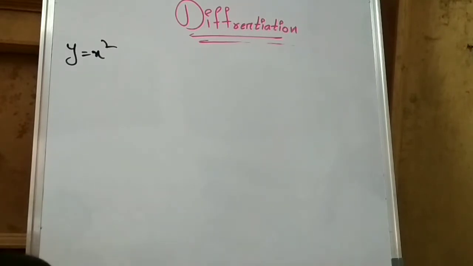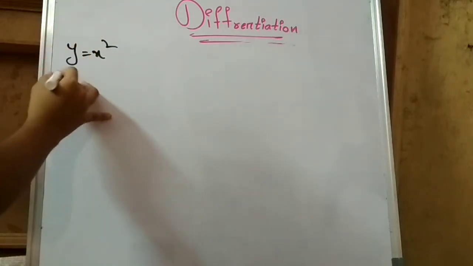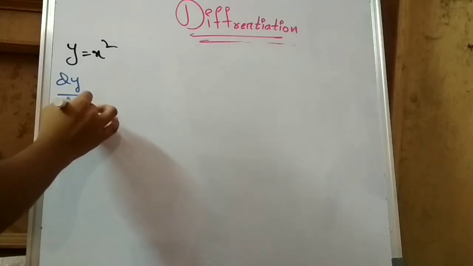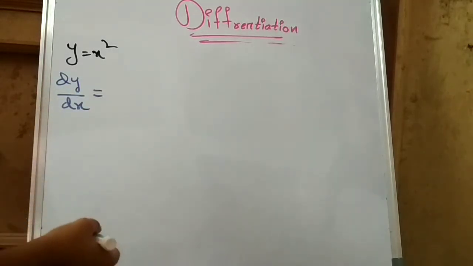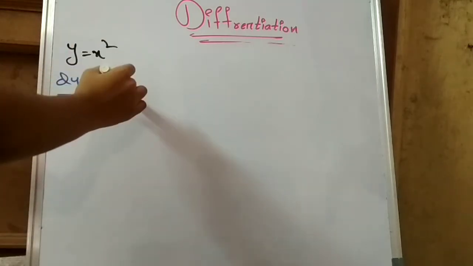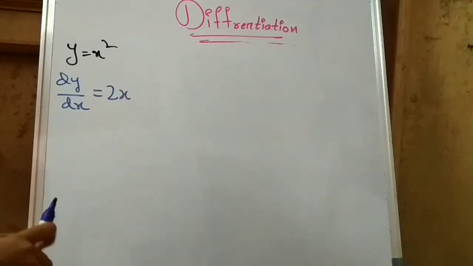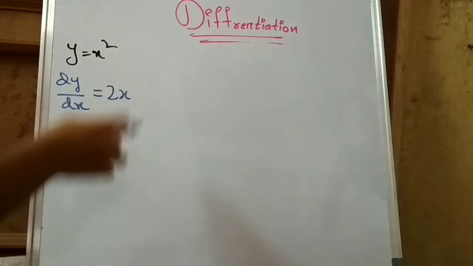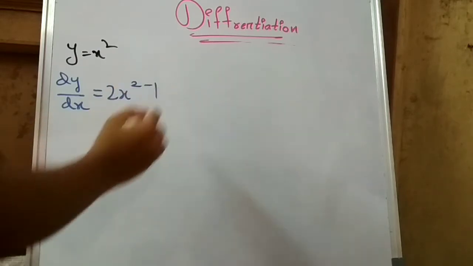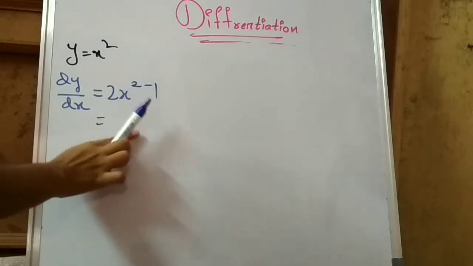Suppose they gave you y is equal to x square. If they ask you dy by dx, you can easily tell them the answer is 2x. Which formula is this? y is equal to x to the power of n, so dy by dx is n x to the power of n minus 1, so 2 minus 1. The answer is 2x.